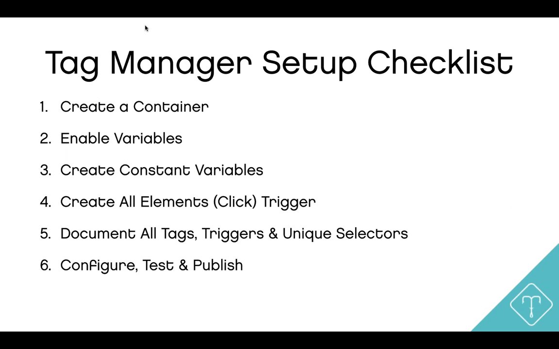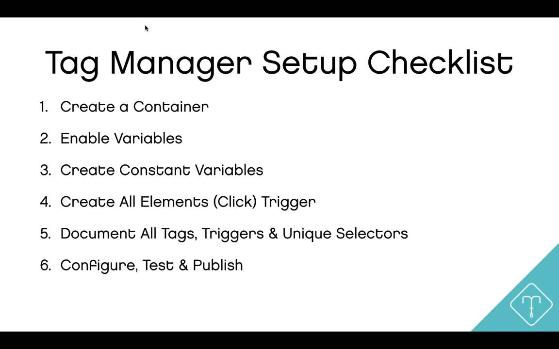So I'll create a container, enable those variables that you'll want. You've got a lot of different variables at your disposal, so you can create some really useful setups. Create a constant variable. That constant variable would be like the analytics ID, or things that you know you're going to use quite often as you create all your different tags and your event tracking and things like that. Create an all elements click trigger. That's going to allow you to make sure that you're tracking clicks whenever something is clicked, so you can track events and things like that.